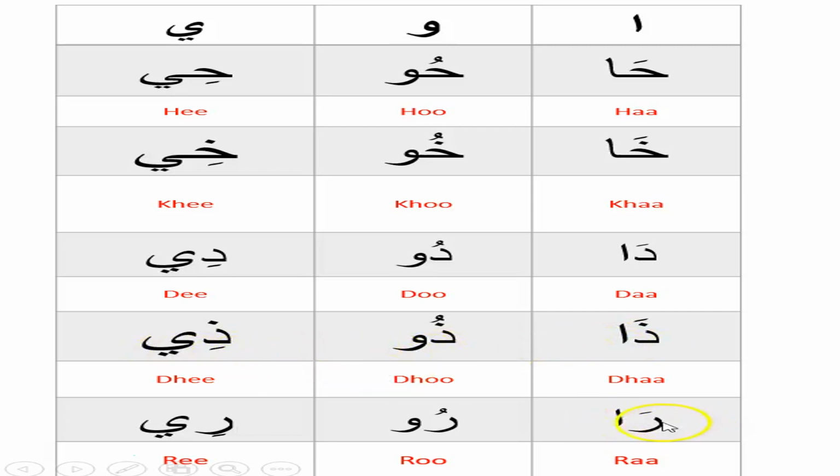With the ra it is different, because with the fatha and the dhamma it is heavy. Ra, ru. With the kasra it is light. Ri, ra, ru, ri.